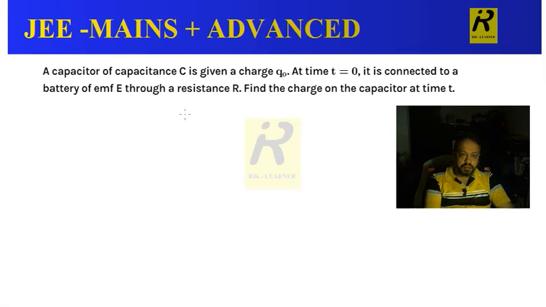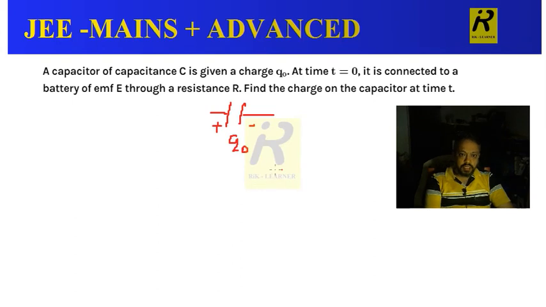Okay. So, what is the question? The question is we are having a capacitor. Okay. So, we are having a capacitor like this, which is initially charged to Q0. Right. Initial charge on the capacitor is Q0. Say this is plus and this is minus.